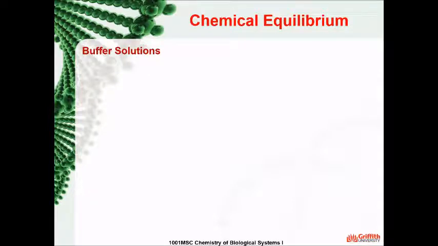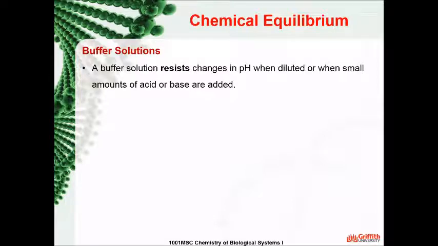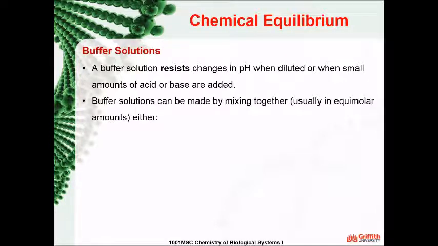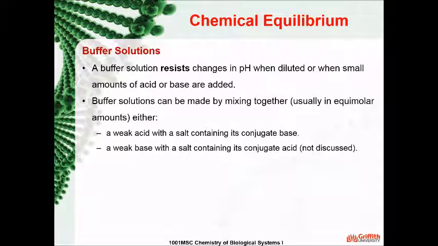From the previous example, we saw that a buffer solution resists changes in pH when diluted or when small amounts of acid or base are added. Buffer solutions can be made by mixing together, usually in equimolar amounts, either a weak acid with a salt containing its conjugate base, or a weak base with the salt containing its conjugate acid.